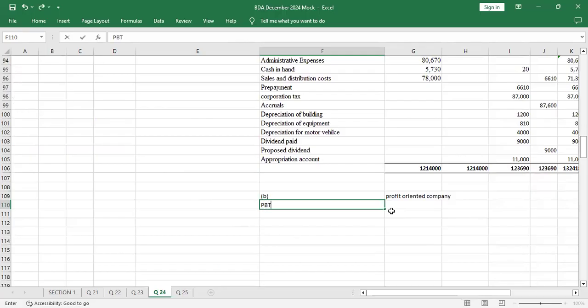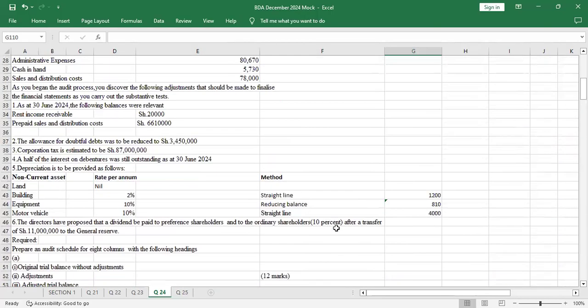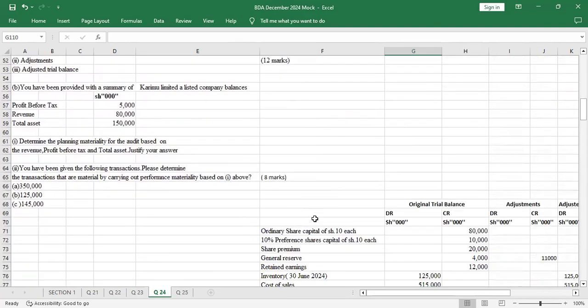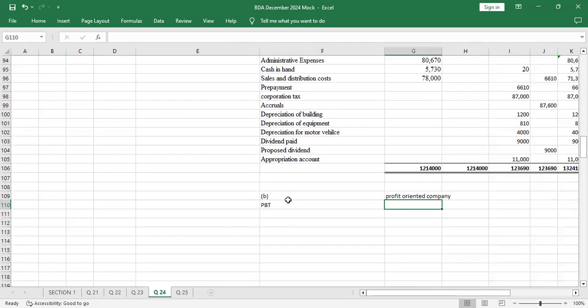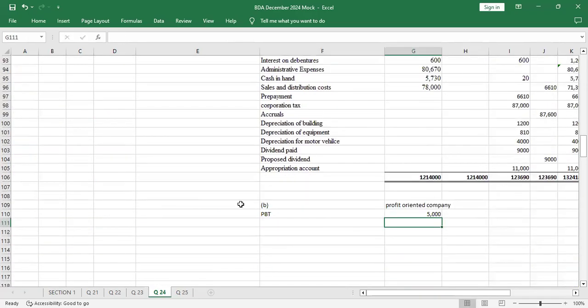So after I identify PBT, the profit before tax was how much? It was 5,000. Because we are working with shillings in thousands, so don't worry about that. So this 5,000 is what we'll use to determine the planning materiality. I've said it's a profit-oriented company, and we are going to use profit before tax as the benchmark.